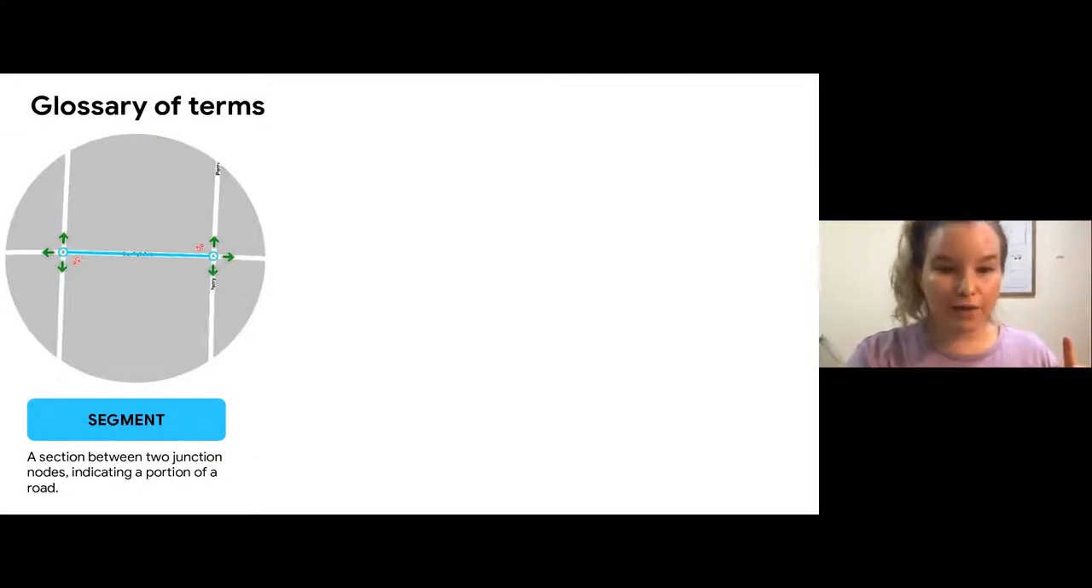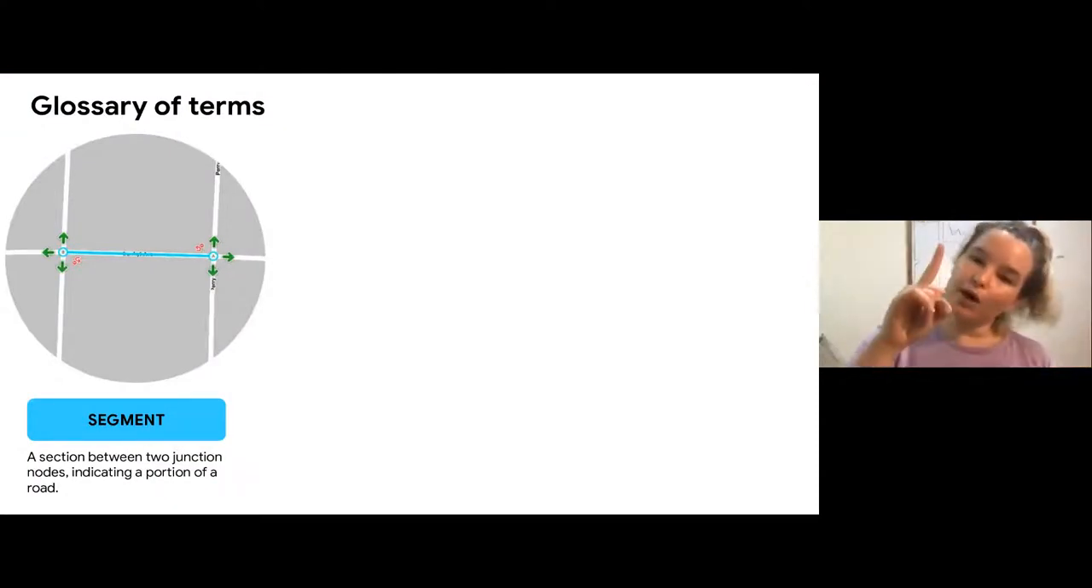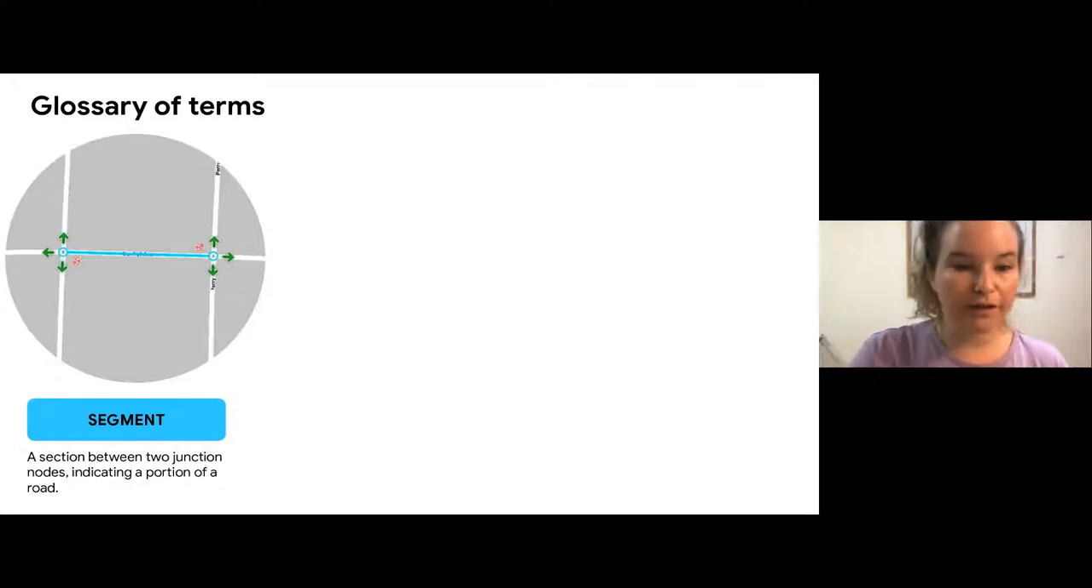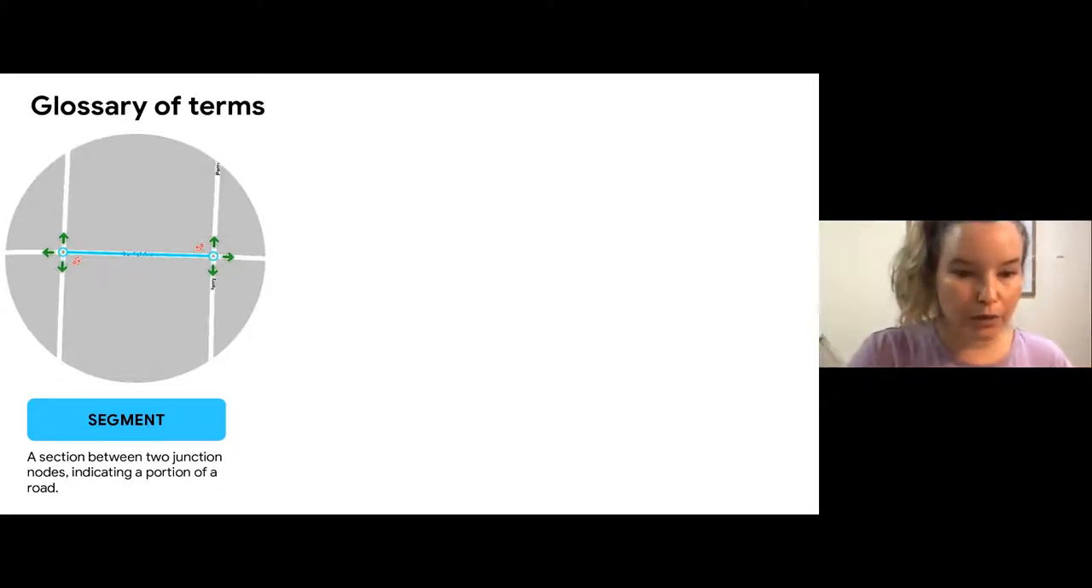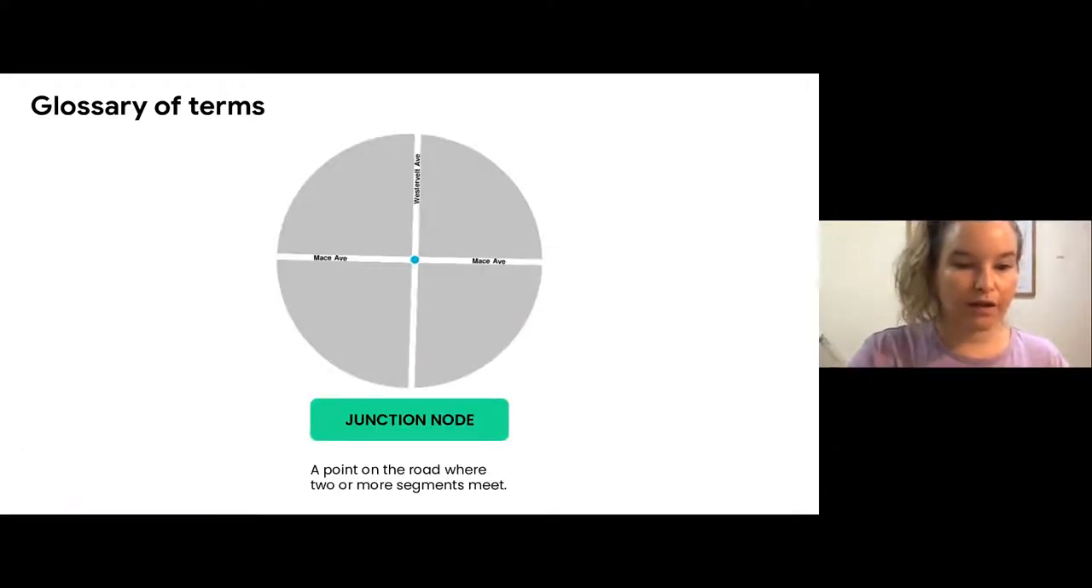And you also have these in your handouts. The first one is the one we've already mentioned, a segment. It's a part of the road. It's the smallest part of the road between two junction nodes. The second term is a junction node. And a junction node is a point on the road where two or more segments meet.